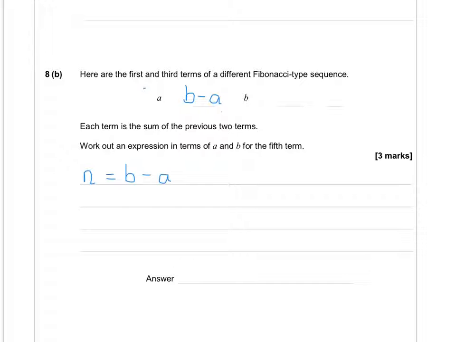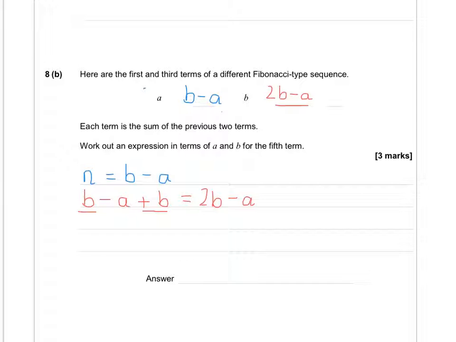So to work out the fourth term, so to work out this one just here, I know that when I add the two previous terms, so when I add B minus A and B, it'll give me the fourth term. So B add B gives me 2B, and then I've also got a minus A here. Okay, so I know this fourth one here is 2B minus A.